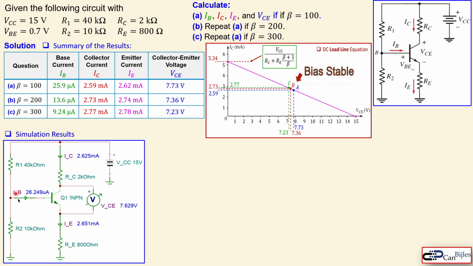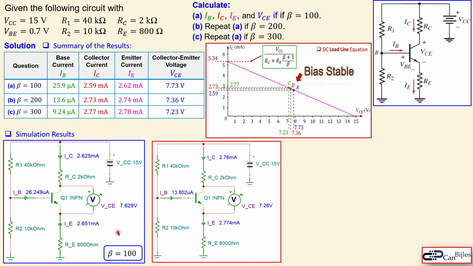So you can see the error actually starting from the base current propagates to the collector and emitter current. And these are the values we have calculated, and these are the simulations here. For the collector-emitter voltage, VCE, it is 7.63 volts approximately, and we have 7.73 volts. So approximately 100 millivolts error in the collector-emitter voltage. Now this is for beta is 100.